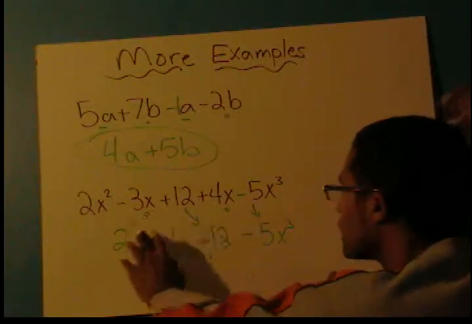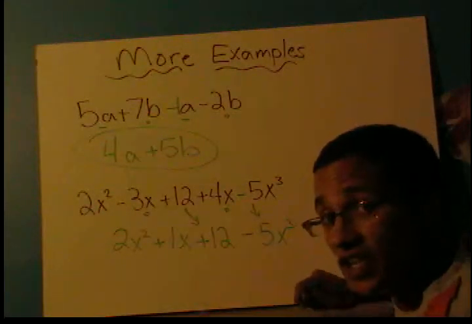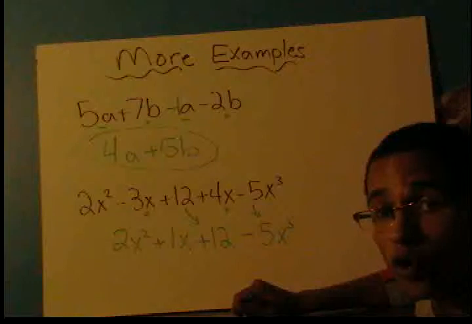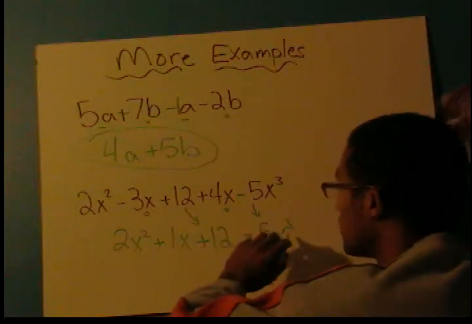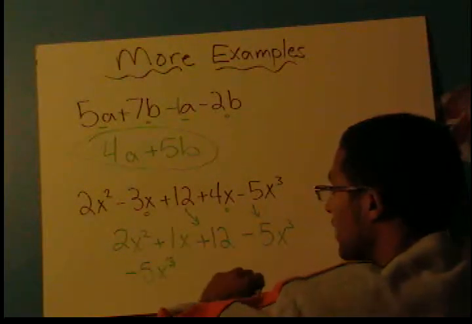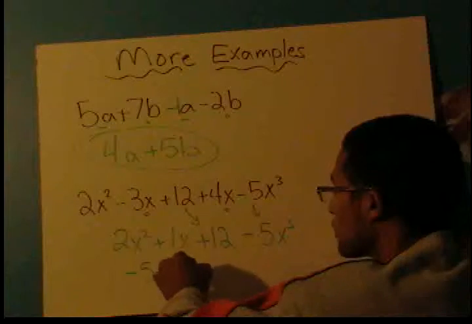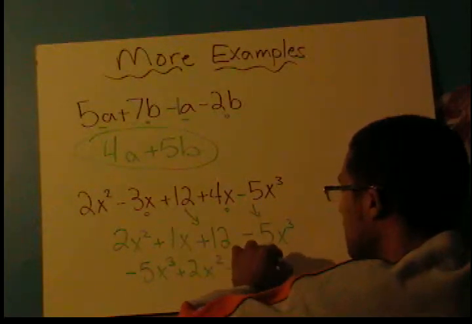Now notice that we have an x squared, an x, an x cubed, and a 12. What we want to do here is, it's just a habit to write these in the order of biggest exponent to no variable at all. So the first one we start with would be the negative 5x cubed. Then the 2x squared will come next, then the 1x, and then the plus 12.